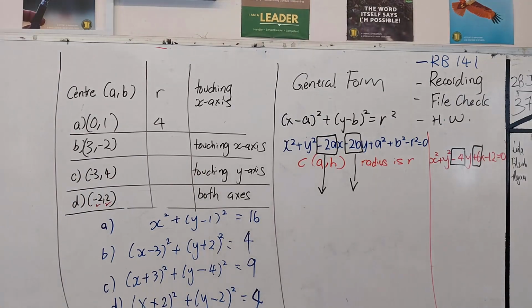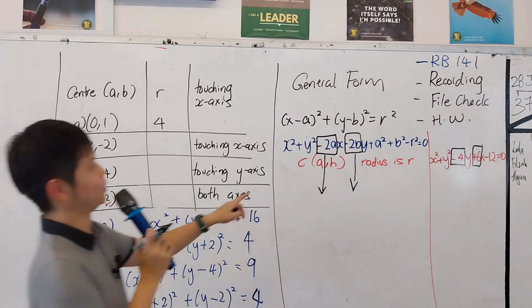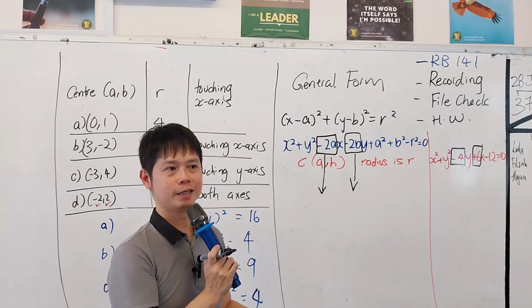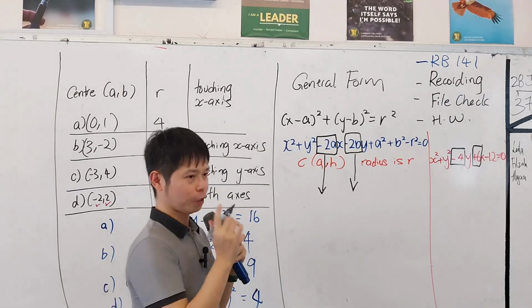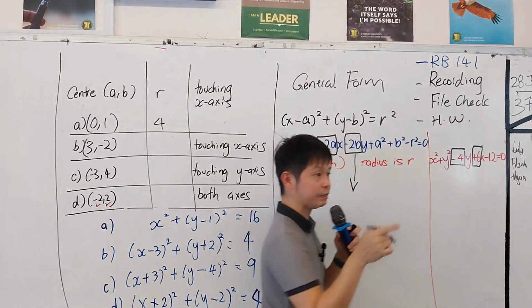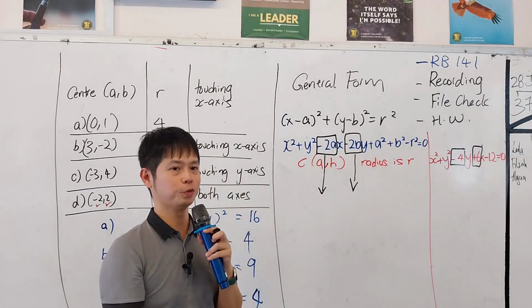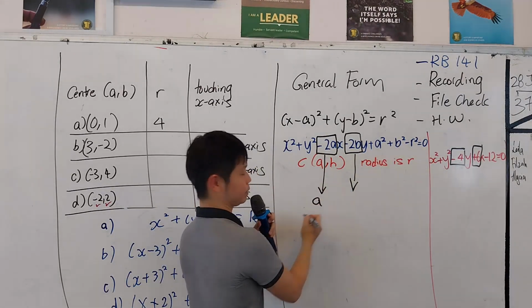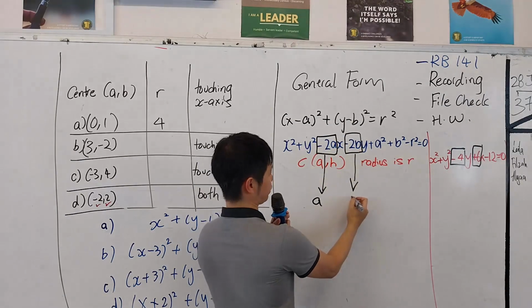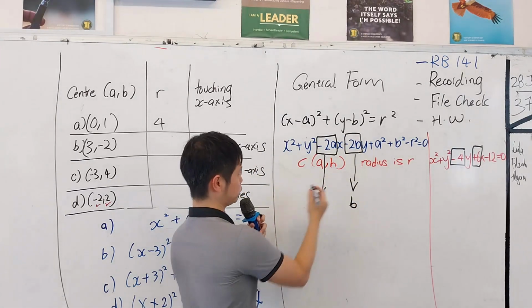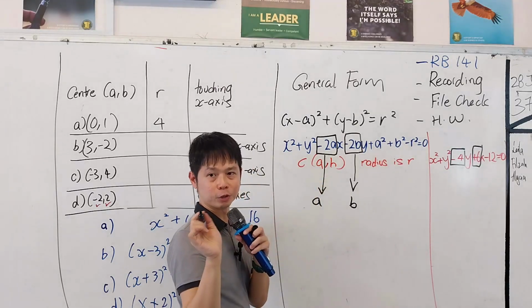Again, the center is (A, B). How do I get the center (A, B)? Divide by something. Divide by negative 2. So all you need to do is memorize: whenever you're given a general form, you must divide by negative 2. If I divide by negative 2, I will get A here, and if I divide by negative 2, I'll get B here. What is (A, B)? The center. So the trick is, and this is where you pen down the note.